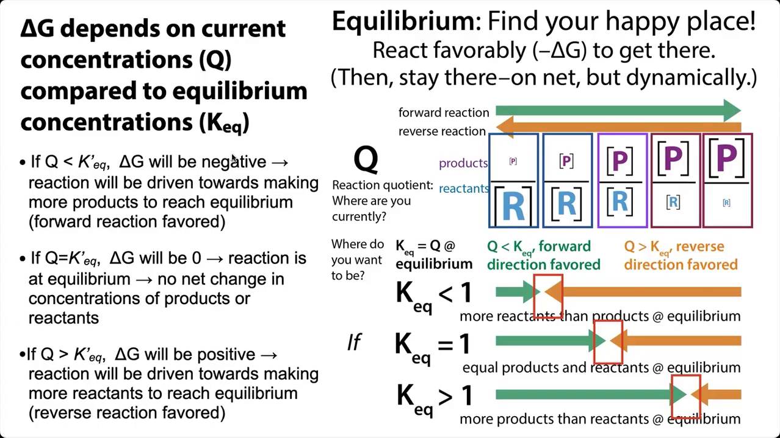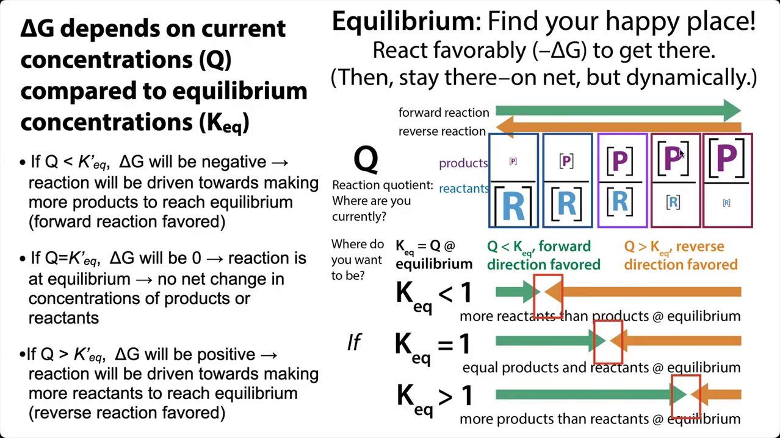Q equals KEQ. Well, that means that we have amounts of our products and reactants as we would have at equilibrium. It's not saying that we have equal amounts of products and reactants. It could be very unequal, but we're at the equilibrium values. Because now we're comparing Q and KEQ, it could be that we have it over here, or over here, or over here.